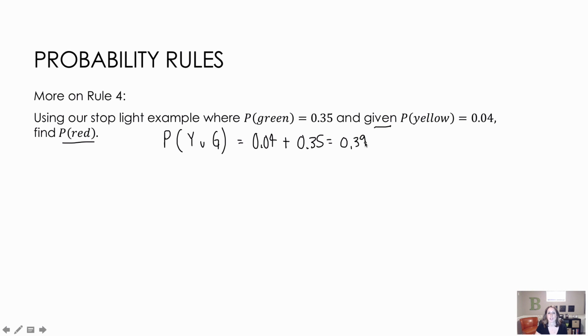So these are my options, which means the probability of a red light would be equal to 1 minus the probability of yellow union green, because yellow union green is the probability of not red. Okay, so 1 minus this probability would be 1 minus 0.39, which would be 0.61. So that would be my probability.